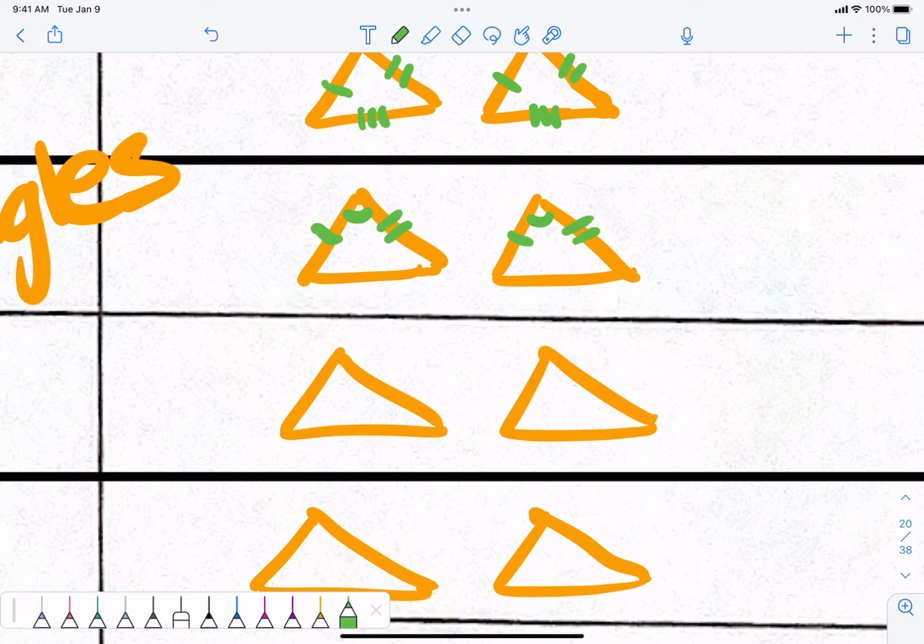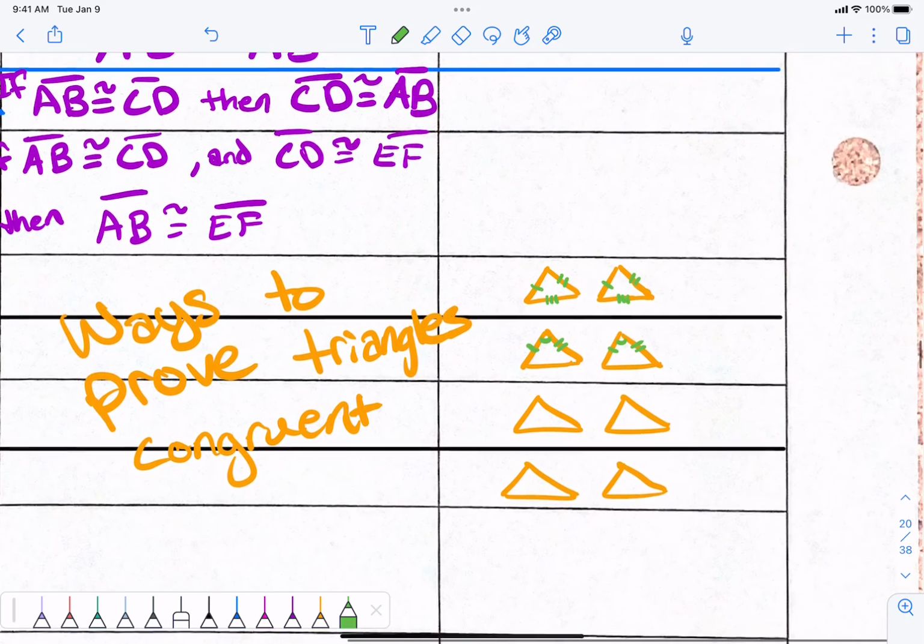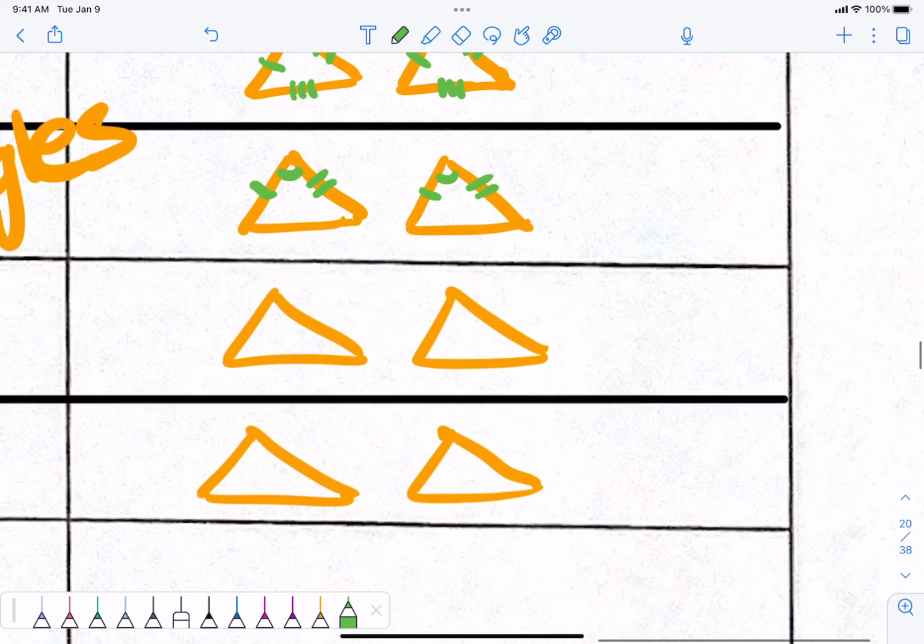Okay, and the next one is angle, side, angle. So I'm going to do this angle and this angle, which match this angle and this angle. Angle, side, angle. The side has to be between the 2 angles, so which side are we talking about? The bottom side. Those 2 match.